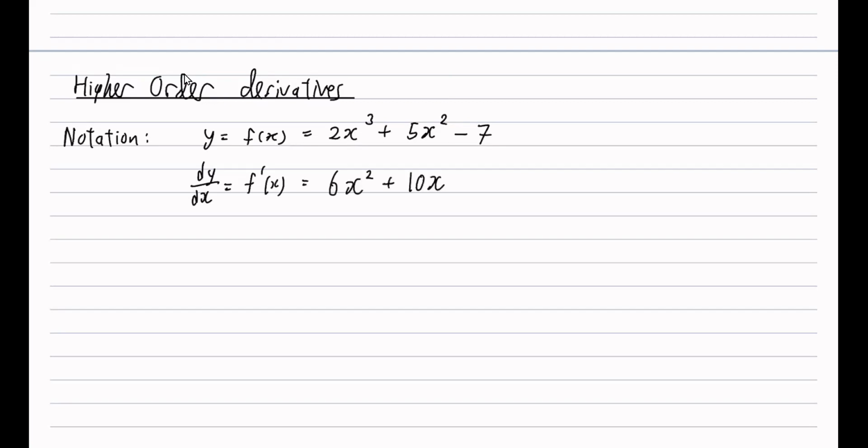For notation, let's say you begin with y equals f of x equals 2x cubed plus 5x squared minus 7. We can find the first derivative, that's dy by dx. Another way to write it is f prime of x. How do you differentiate? 2 times 3, 6, x squared. 5 times 2, 10, 10x, and minus 7 gets us to 0. But this itself is also a function, so I can label it as g of x.